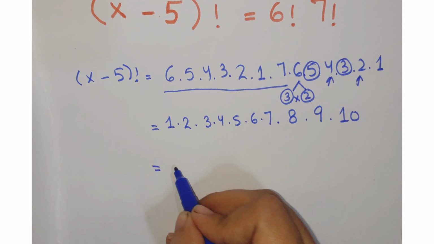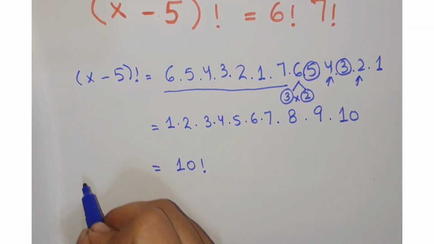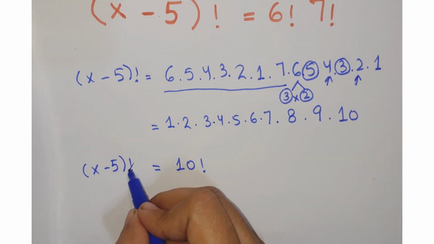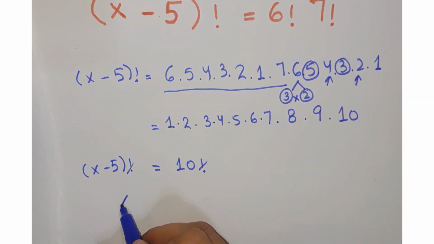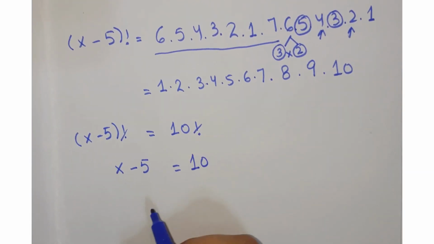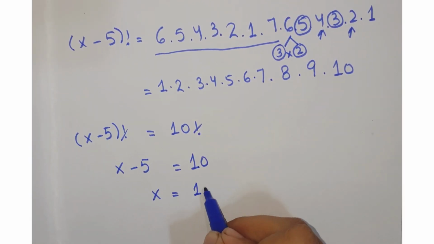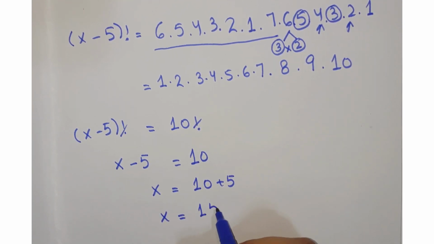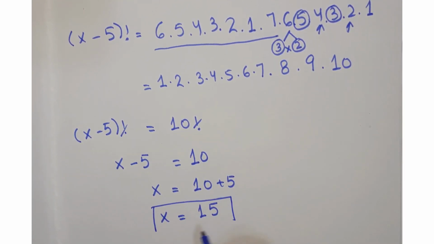Then you see this makes 10!, and on the left hand side we have (x - 5)!. Factorial on both sides will get cancelled, so you get x - 5 = 10. Further, x = 10 + 5, or x = 15. And here you are done.